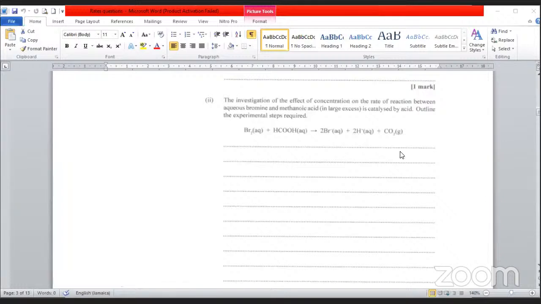Hands are raised. Yes, miss. Question. What if you condense the steps into like 1 step? As long as you have it, you'd still get full marks? So long as you have all of these components. Okay, so if you write a paragraph, so long as the examiner can identify all of these steps, you get your marks.